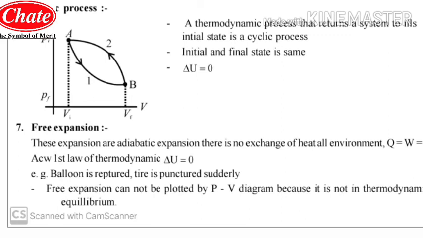The thermodynamic process that returns a system to its initial state is the cyclic process. We will discuss the PV diagram, but before that, since the initial and final states are the same, delta U will be 0. You can see the PV diagram of the cyclic process, students. At this point the volume is the initial volume, which remains constant, and after that the value of pressure changes from Pi to Pf.